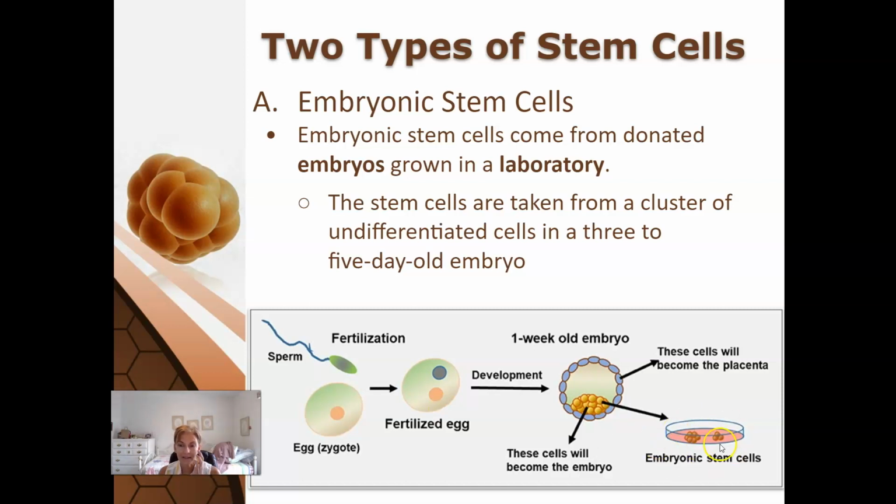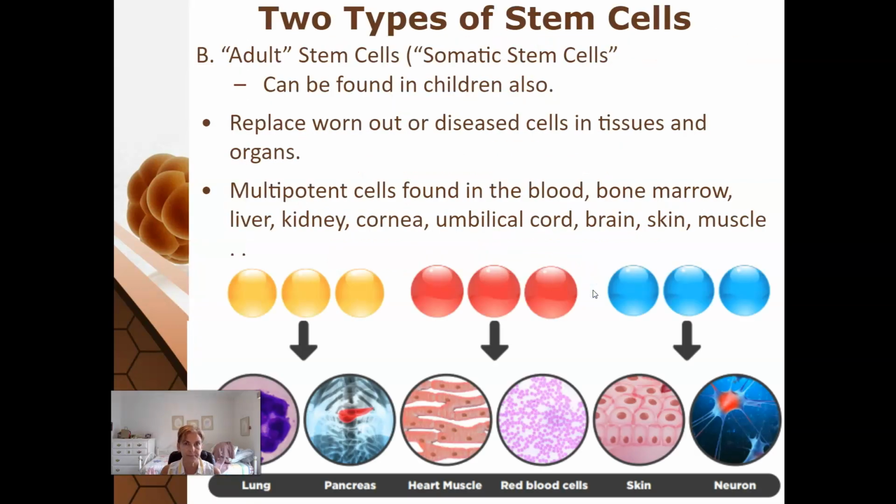So these are grown in the lab. Individuals would donate their egg and their sperm, so they have given permission to this research. It is a little bit controversial because, of course, this embryo could grow to be an individual and they didn't have the ability to give consent themselves, right? So they're taken from a cluster of undifferentiated cells, so those cells haven't yet started to express specific genes.